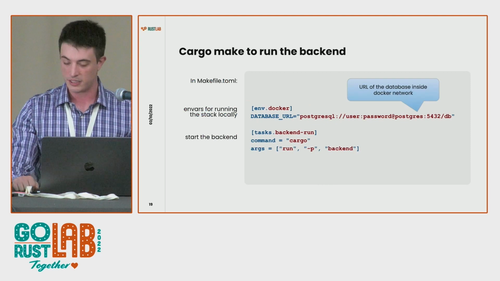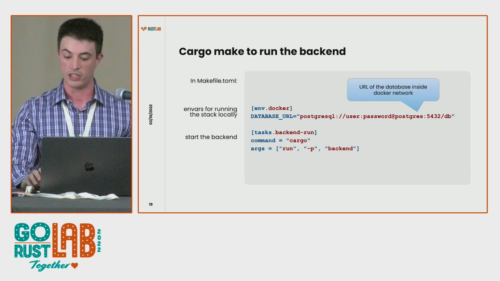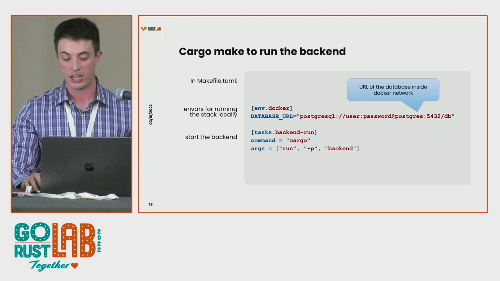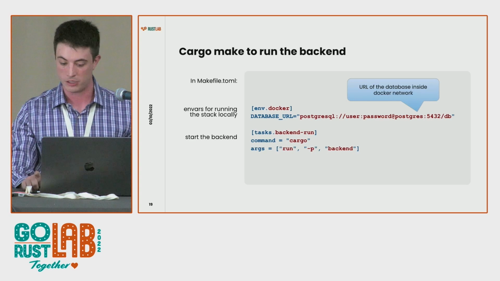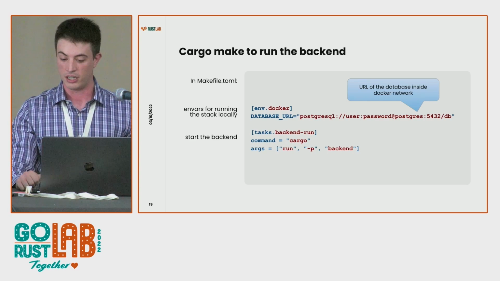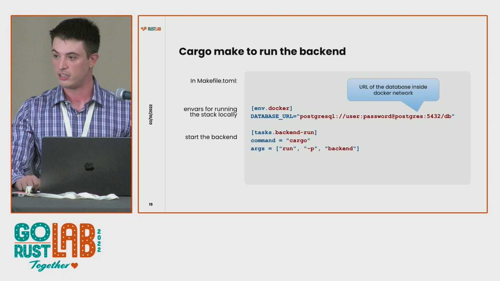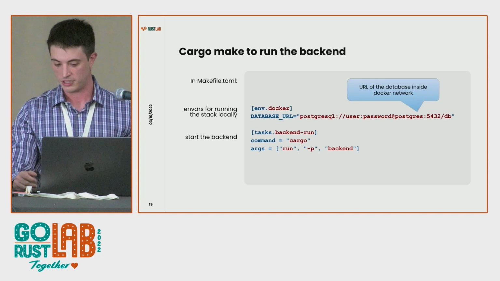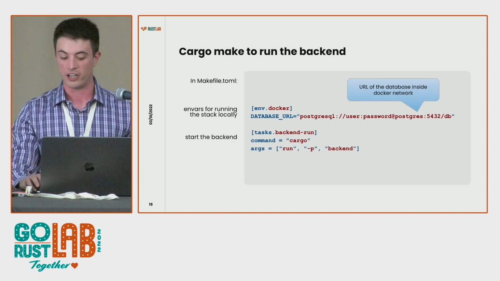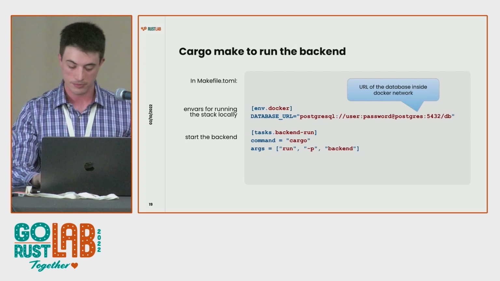So how do we run this backend locally? Here you see that I've defined a new profile called Docker. And here, again, we have a database URL, but the difference is that the location is not localhost anymore, but Postgres, because when we run the backend locally, it's going to be inside the Docker network, where the database is also located. Within the network, the backend is going to find the database at the name of the service. Then we also define a task called backend run, which is just going to be cargo run the backend.